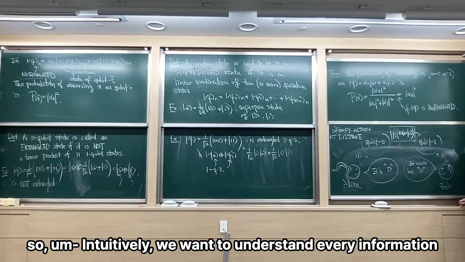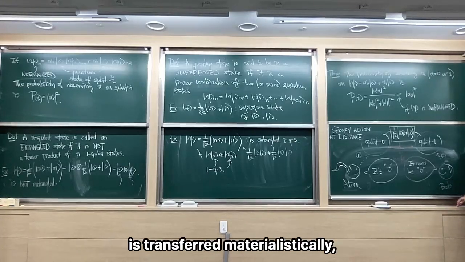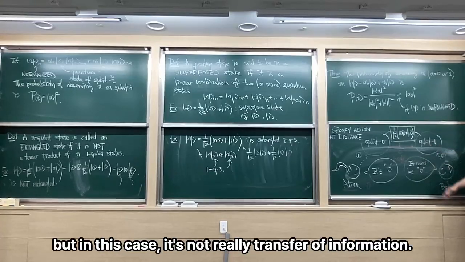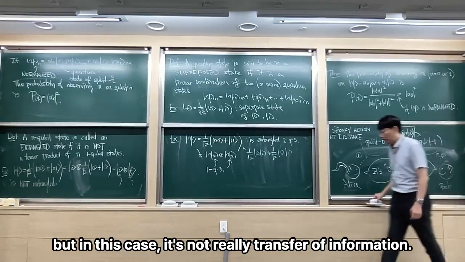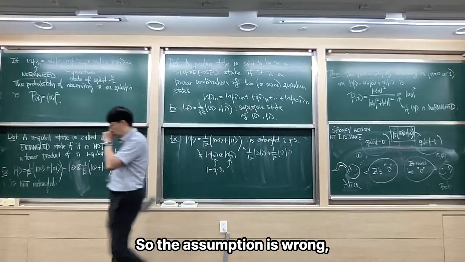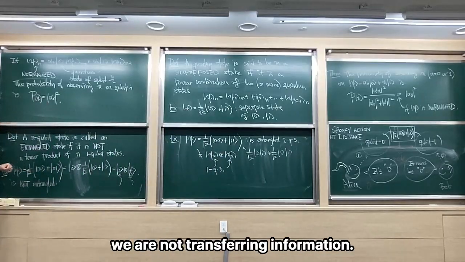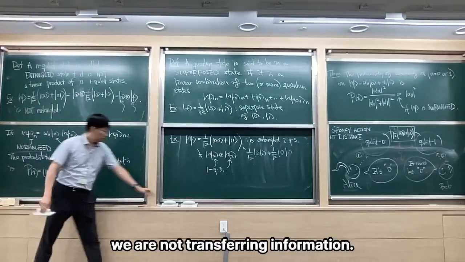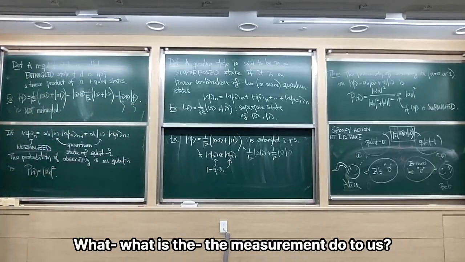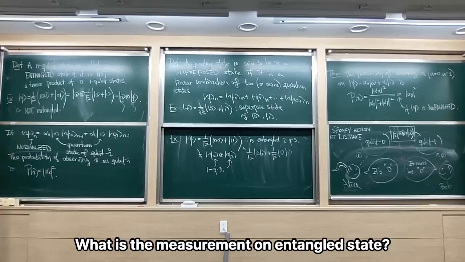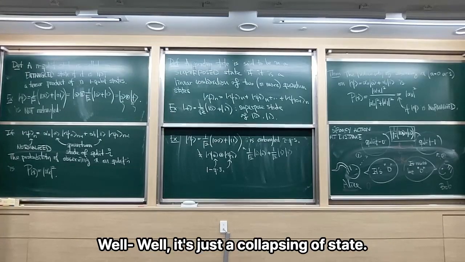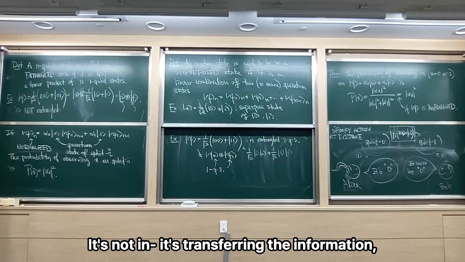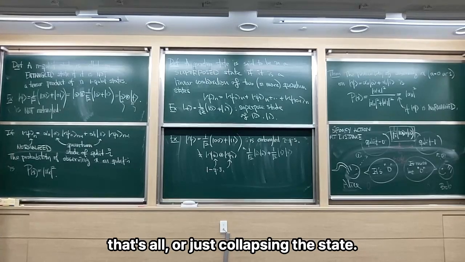So intuitively, we want to understand every information as transferred materialistically, but in this case, it's not really transfer of information. So the assumption is wrong. We are not transferring information. So what is that? What does the measurement do to us? What is the measurement on the entangled state? Well, it's just the collapsing of state. It's not transferring the information. That's all. We're just collapsing the state.